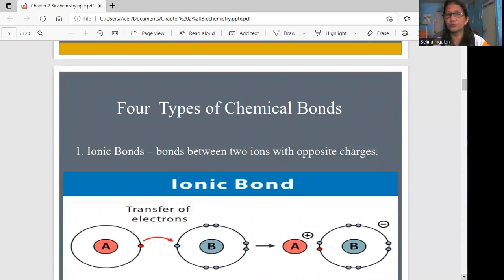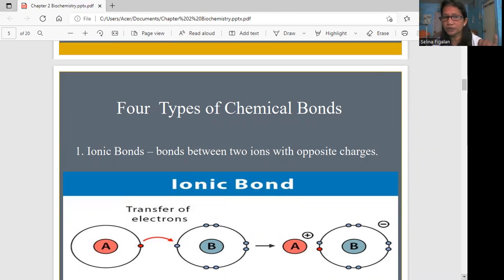Let us first review what are the 4 types of chemical bonds. In other sources, in your Google, there are only 3. The fourth one is what we call the metallic bonds. I heard this from one of my students in biochem, in your batch. In some Google results, I found this 4.